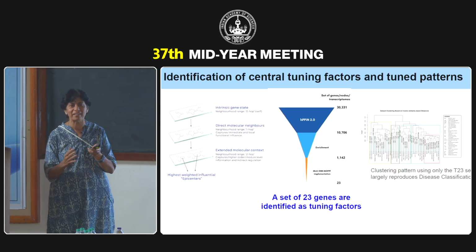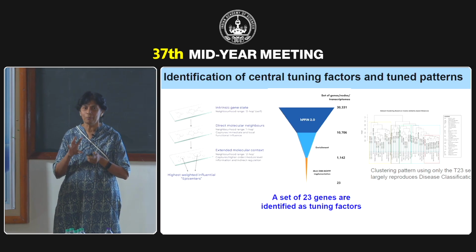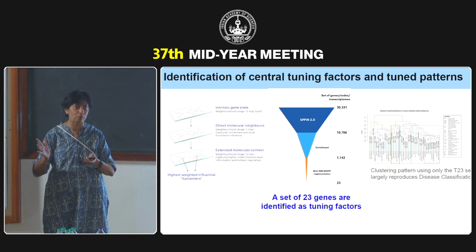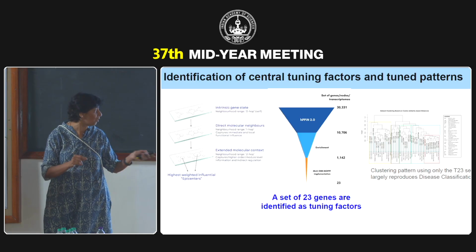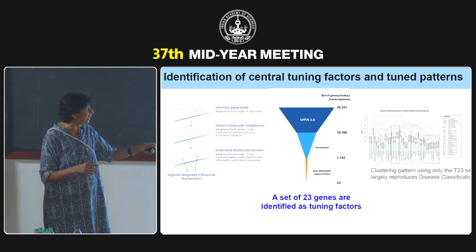Now, these tuning factors are not direct sensors like pattern recognition receptors and so on, but they are central. If you change their expression levels, you get a different tune pattern. But it's a combination of them. It's not a single one at a time. Not all 23 are present in everything. A subset will be present in any given disease.